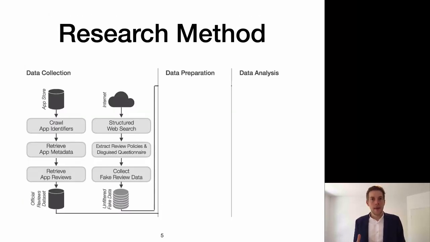Our research method can be divided into the data collection, preparation and analysis phases. We begin by extracting app identifiers and their metadata, for example the price, from the Apple App Store. Then we collected the app reviews. We call these official reviews because we don't know if the reviews are regular or fake. On the other hand, we tried to collect a dataset containing only fake data. Therefore, we did a structured web search to identify providers, we extracted the reviewing policies, and we conducted a discrete questionnaire to learn about their reviewing strategies. And then we collected the actual fake review data.